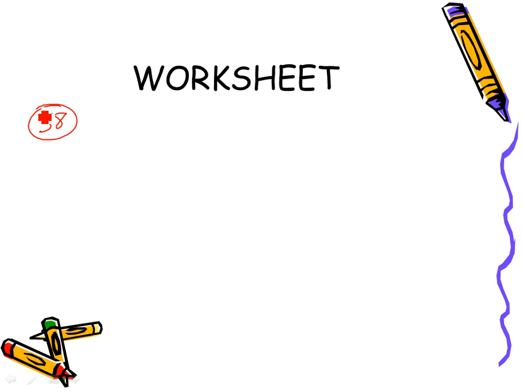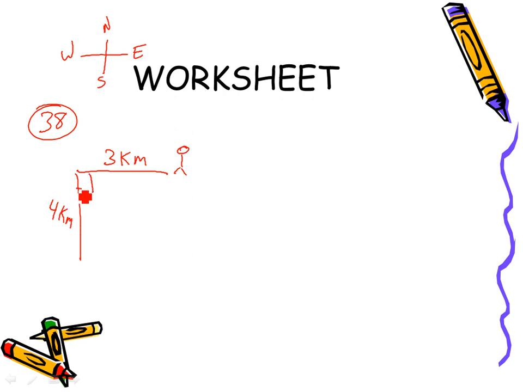Maria walked 3 kilometers west and 4 kilometers south. Calculate how far she is from her starting point. So you got Maria. Hopefully you somewhat know your directions: north, south, east, west. She walked 3 kilometers west. And then she turned and walked 4 kilometers south. She turned, apparently she made a right angle there.